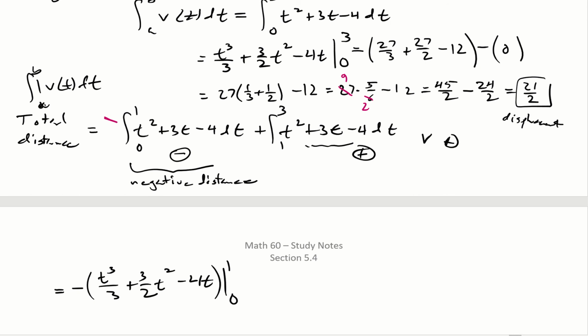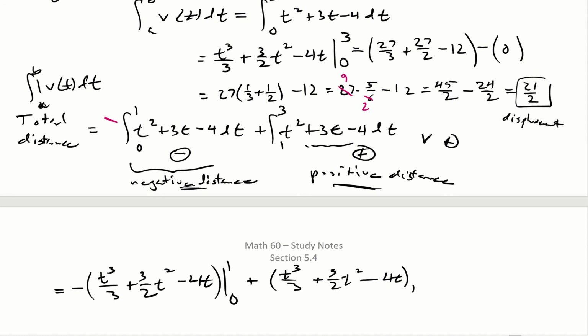But when I add it to the positive distance over here, remember you integrate a velocity, you get distance. We're going to get a net change. This is being subtracted from this guy. But if I make them both positive, hey man, I'm getting total distance traveled. Okay, then you have plus also this same guy from 1 to 3, okay?